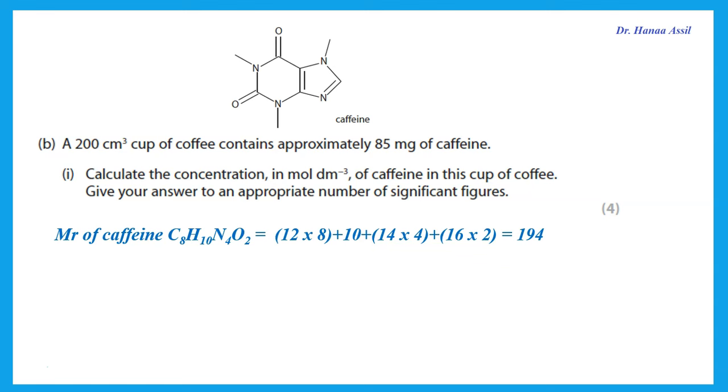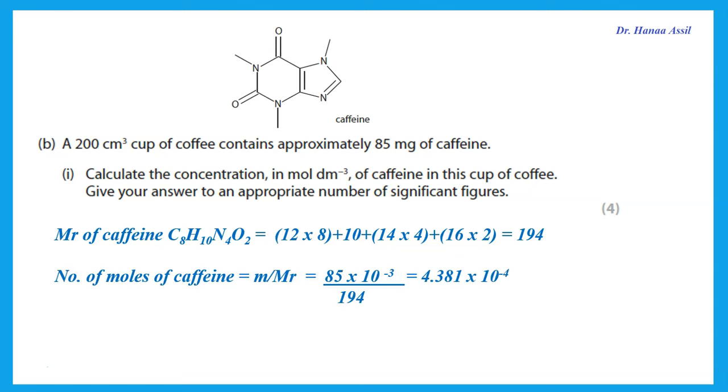The first thing we need to do is get the MR of caffeine because we're going to use that. So the MR of caffeine comes out to be 194. Please make sure that you can do this. Translate that structure into formula that you can get its MR. And then we need to get the number of moles.